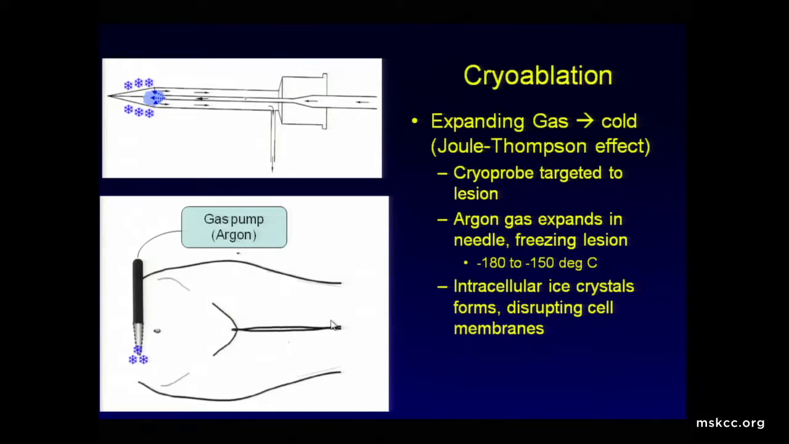And what happens is you get the formation of intracellular ice crystals, which disrupt cell membranes. And one of the great things about cryoablation is as the tissue freezes, it becomes a little bit less dense than the surrounding tissue, so you can see it readily via a CAT scan.